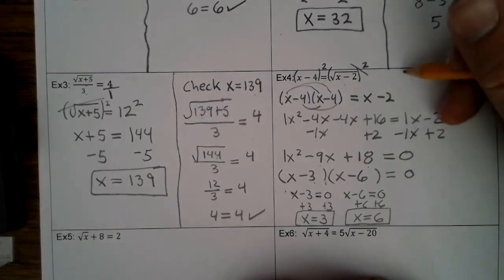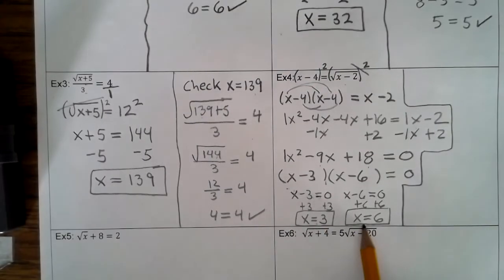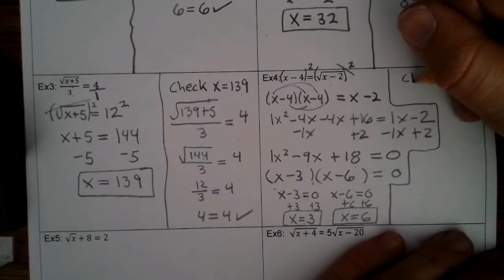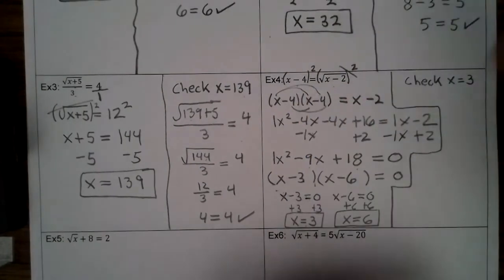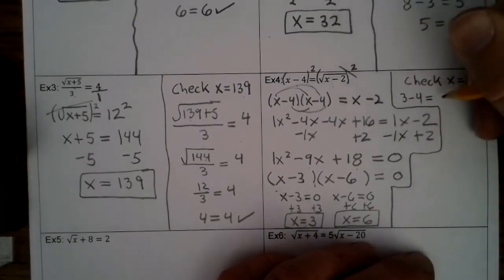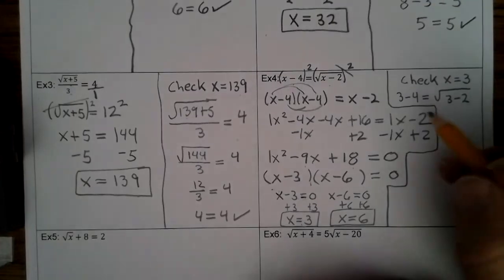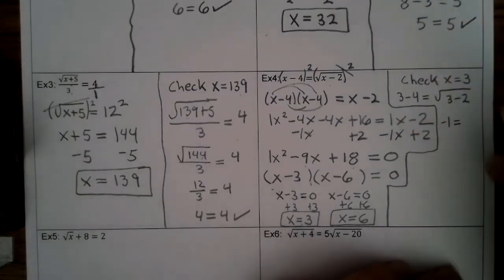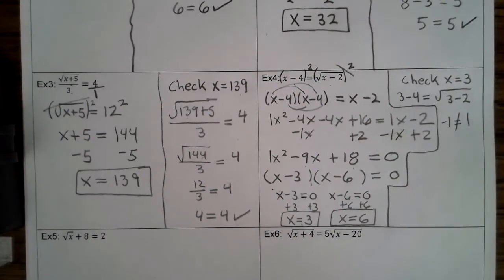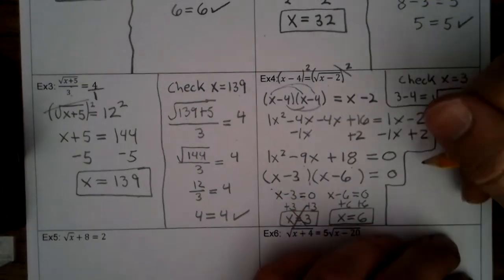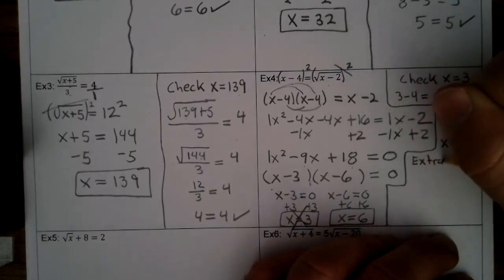Okay, so now here we're going to need to check each of the values. So let's first check x equals 3. So we're going to substitute 3 in for x. So that's 3 minus 4 equals the square root of 3 minus 2. Well, 3 minus 4 is negative 1. 3 minus 2 is 1. The square root of 1 is 1. That does not check. So this is not a solution. So we say that x equals 3 is an extraneous solution.